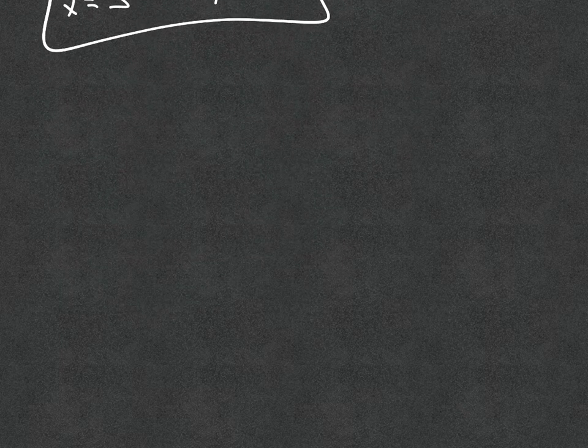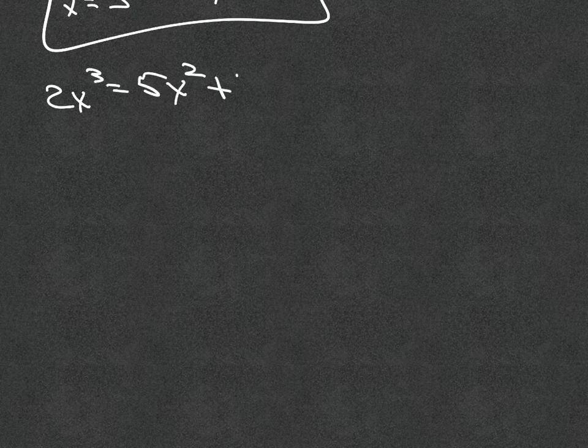Example number 8. 2x cubed equals 5x squared plus 3x. This is kind of a cheater's way of doing it, but since we're doing quadratics, the highest exponent we're looking at is 2. Well, we have a 3 there, so there's apparently something we can do with this before we get started so that our highest exponent is 2.